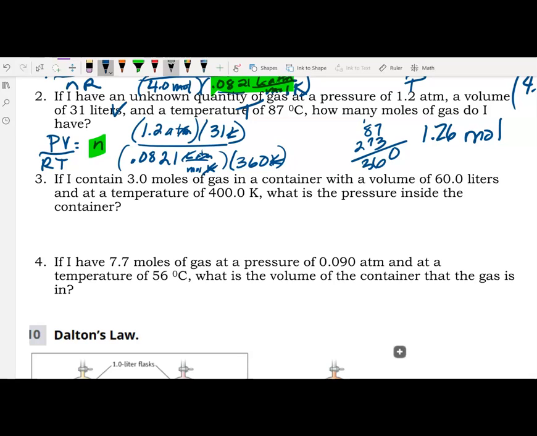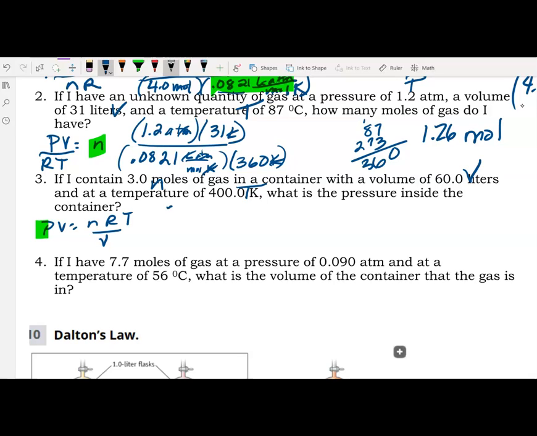Question number 3. What is the moles? What variable is that? 60 liters, what variable is that? Temperature of 400 Kelvin, what variable is that? T. So now we're solving for pressure. How do I get pressure by itself? Divide both sides by volume.